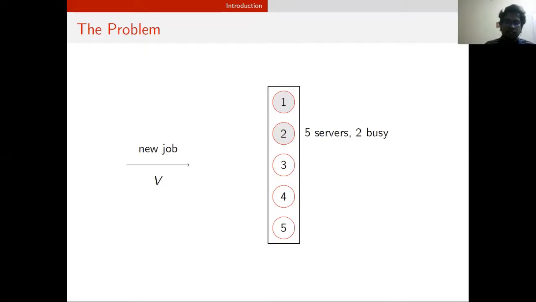Now, the server farm proposes a price so that the customer can pay this price and enter the server farm. This price is denoted P2 because the price would of course be a function of the number of busy servers. The more servers being busy means a resource crunch on the server system. So you expect the price to be proportional in some way to the number of busy servers.